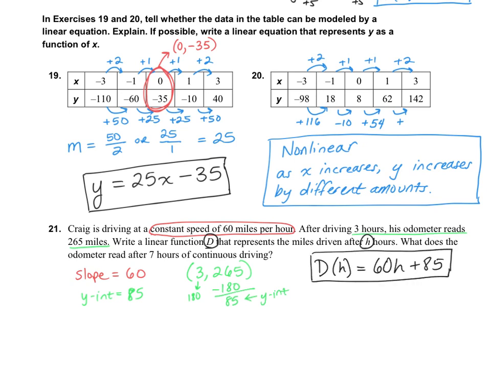The second part of my answer is asking, what does the odometer read after 7 hours of continuous driving? So what we need to do is substitute in 7. So d of 7, and find out what that is. If we plug in 7, it'll be 60 multiplied by 7 plus 85. Using my calculator to help me, I see that that is 505. So after 7 hours of continuous driving, Craig has driven 505 miles. Okay, that's it. I know this was a long one. I'm sorry, guys, but sometimes that happens. Thanks for listening.